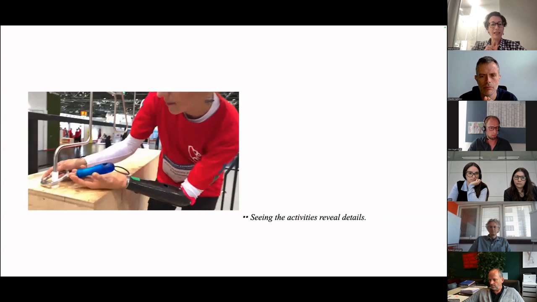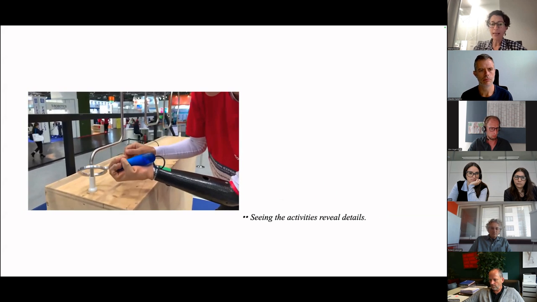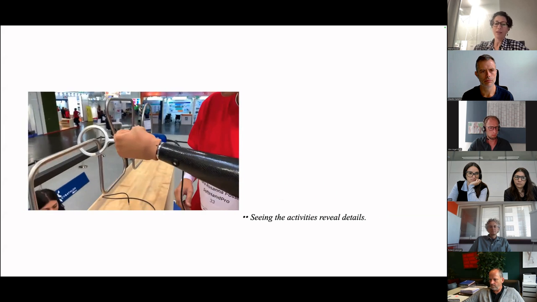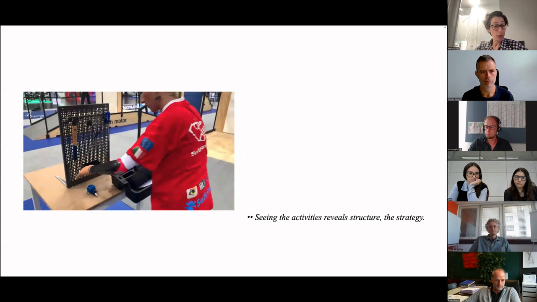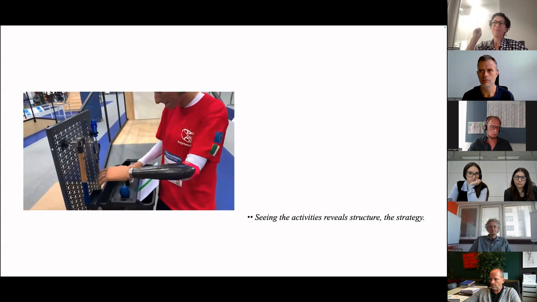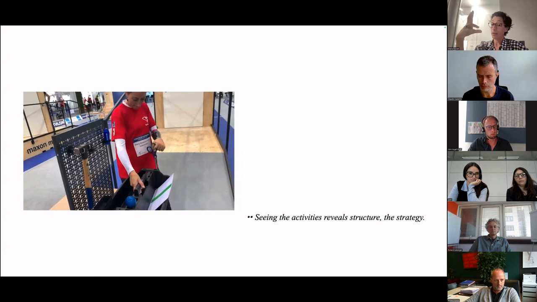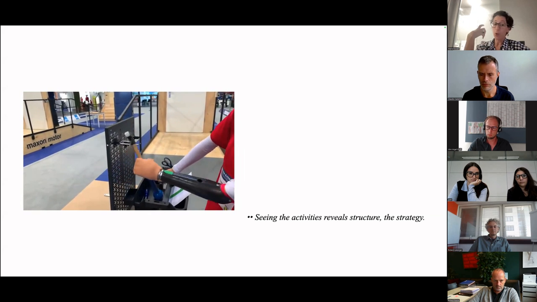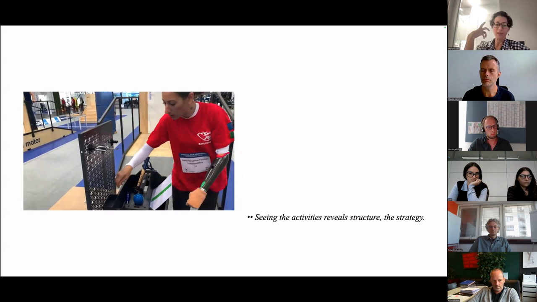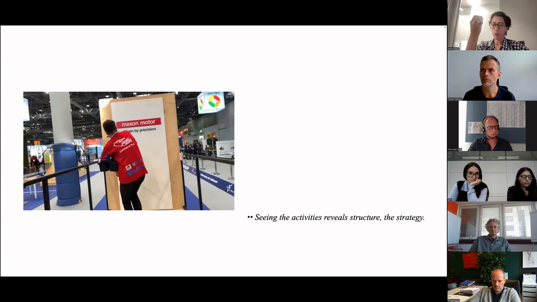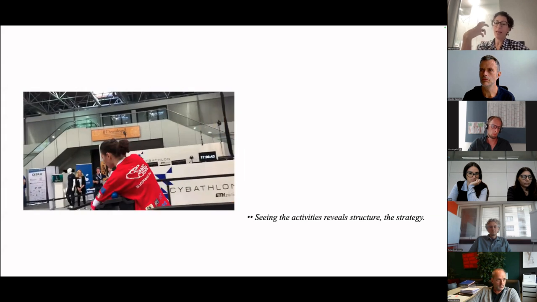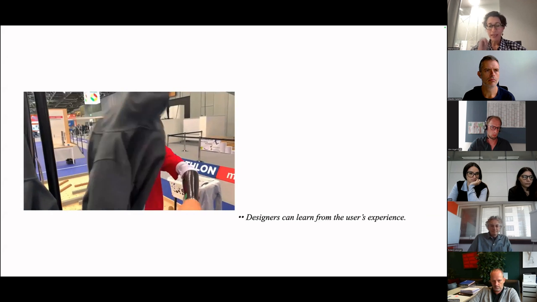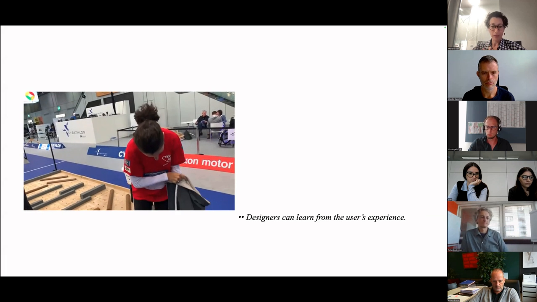Second, working and seeing these activities side by side with the user really allowed the designers to reveal the details, what really matters. Also, because if you just ask users to describe things, they are not able to show the details and just generalize. But if you work side by side with the user, you can really see the strategies, because people with disability find different ways to do things. And so designers working side by side can highlight all the strategies that users use. And then finally, designers can really talk about the past experience of the user.